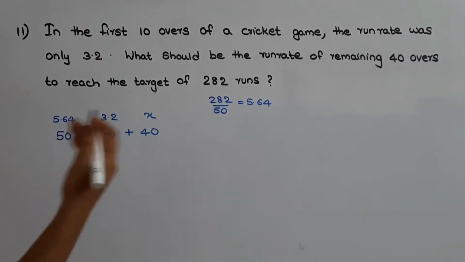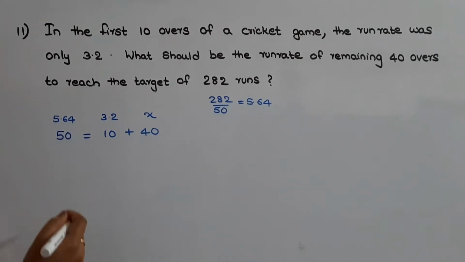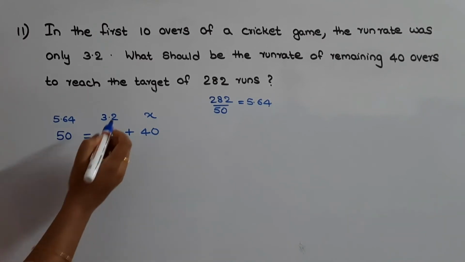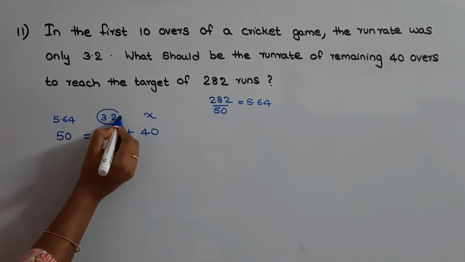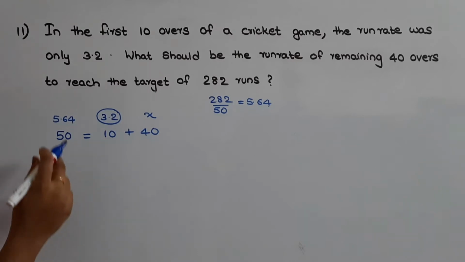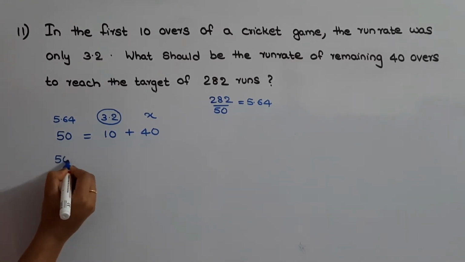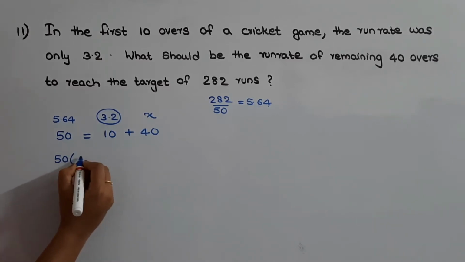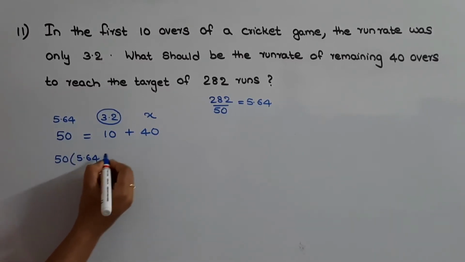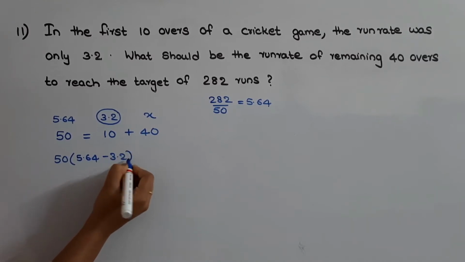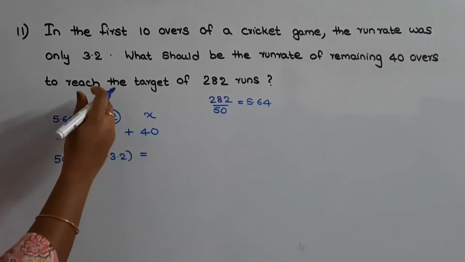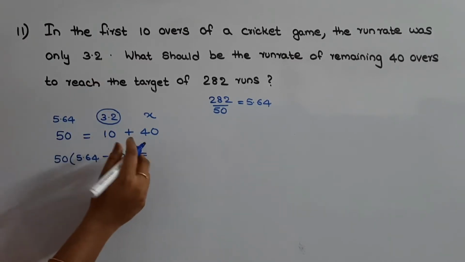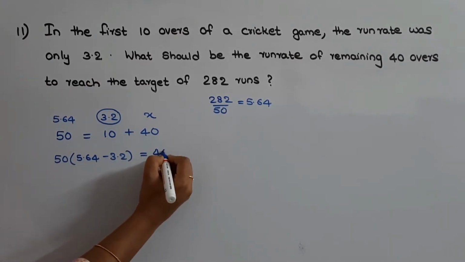This x is the increase in the run rate. Now let us take one of these run rates as a reference run rate. So let us take this 3.2 as the reference run rate. Now multiply this 50 by the difference between its run rate and reference run rate. That is 50 into (5.64 minus 3.2). That is equal to, whichever part we are taking as the reference part, that part always becomes 0. So this is equal to 40 into x, that is 40x.